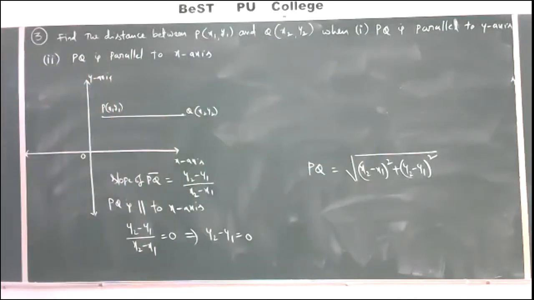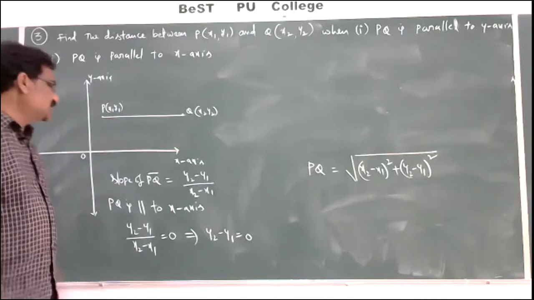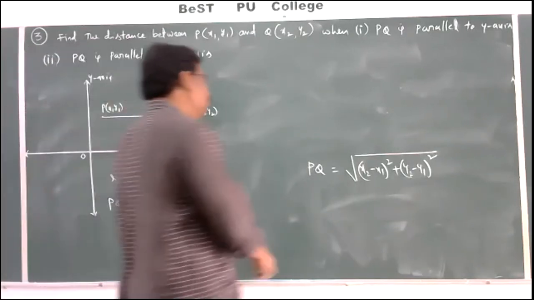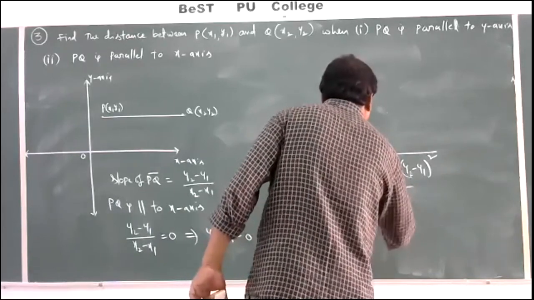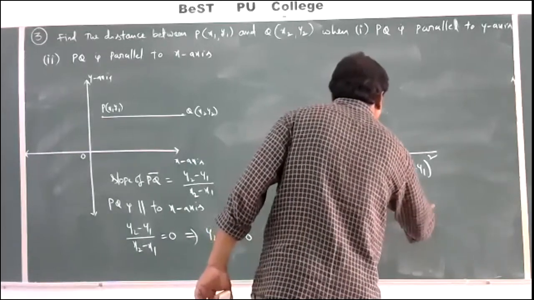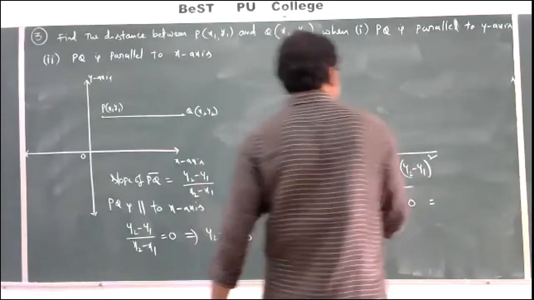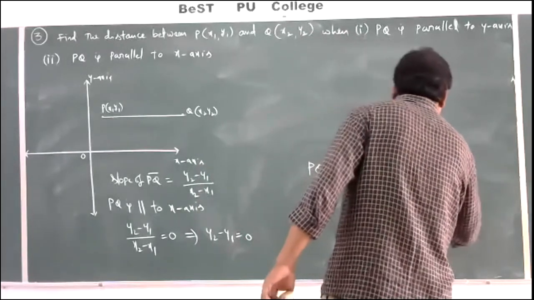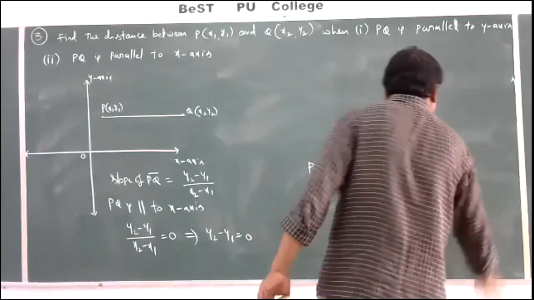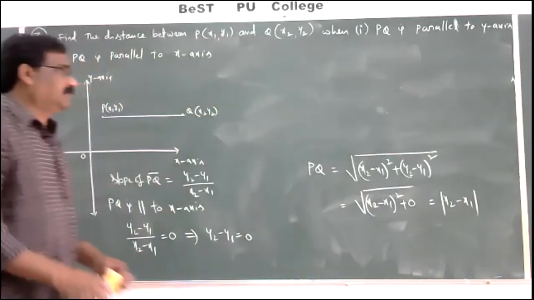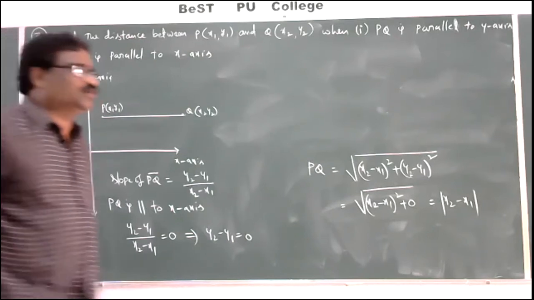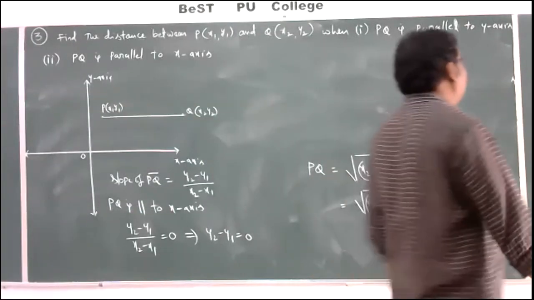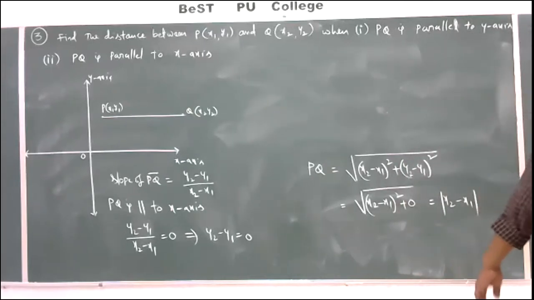Root of (x2 minus x1) whole square plus (y2 minus y1) whole square. Here y2 minus y1 is equal to 0. Then you get root of (x2 minus x1) whole square plus 0. That is root of (x2 minus x1) whole square. Square root cancels. Then you get mod of x2 minus x1. Why we put the mod? Because distance is always positive. Mod is nothing but absolute value, that is positive value always.